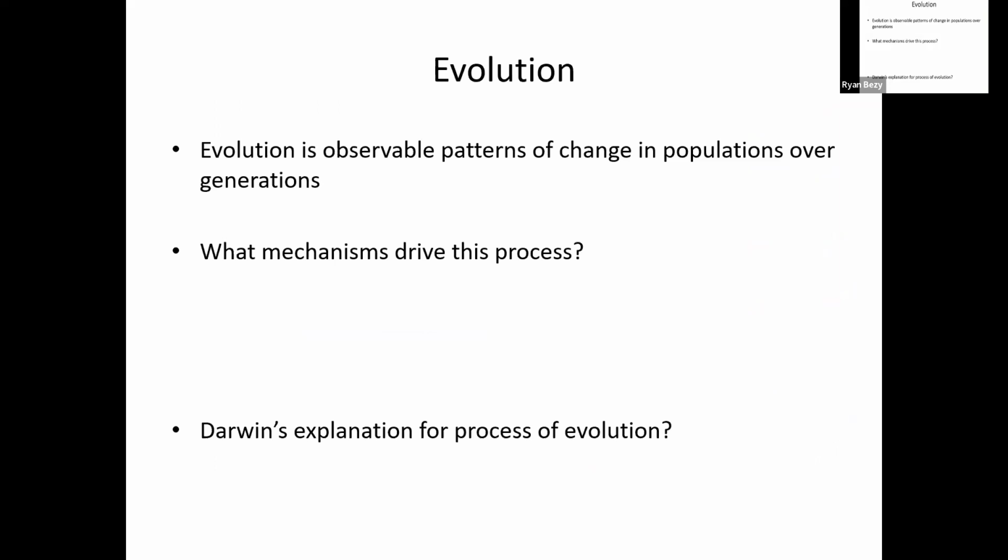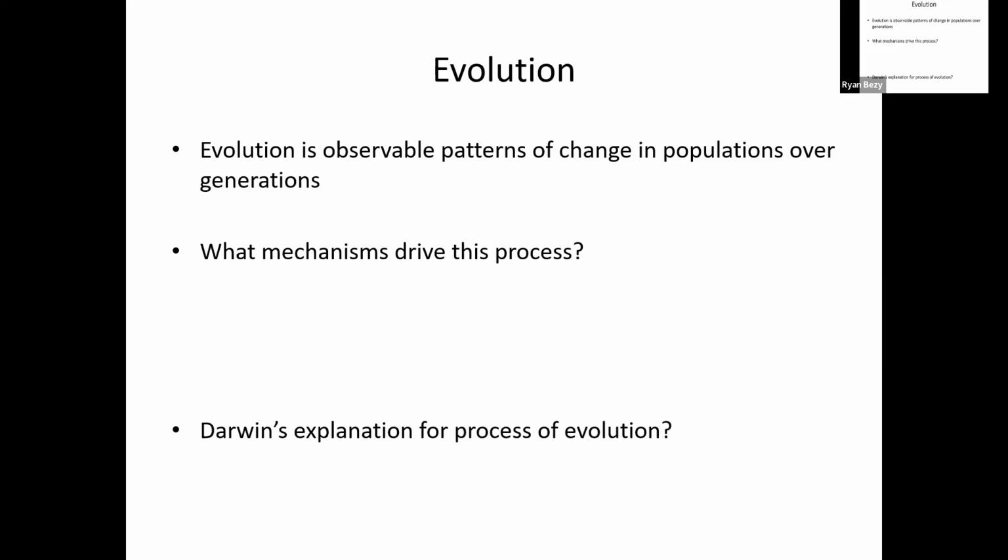So evolution then is going to be observable patterns of changes in populations over several generations. This is again a different way of saying descent with modification. I like to give you guys several different definitions because a lot of times I'm focusing on you understanding the topic, understanding what we're talking about, rather than just memorizing it.